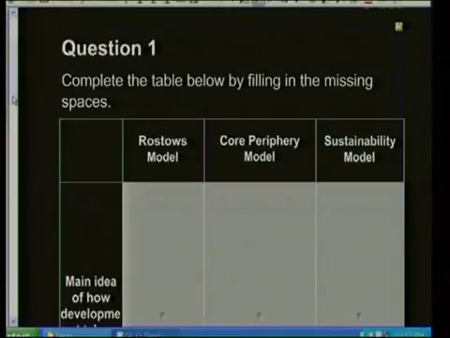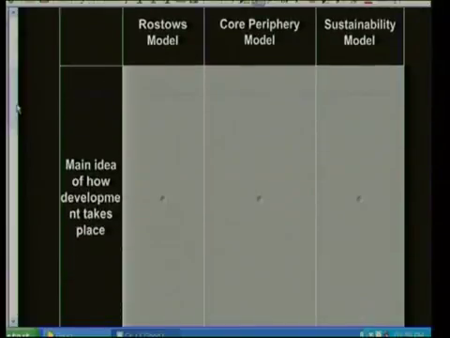Welcome back after that short ad break. We are now going to be looking at questions that are based on our topic for today, which is frameworks for development. Our first question, question 1, says the following. It says, complete the table below by filling in the missing spaces. And essentially what they are trying to get you to do here is to compare our three models of development. So we're going to compare Rostow's model, the core periphery model, and the sustainability model in terms of the main idea of how development takes place.